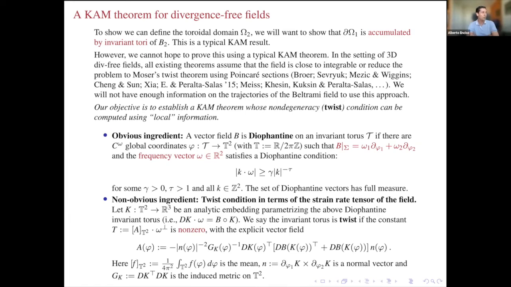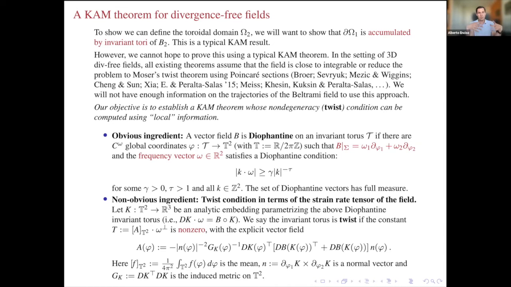The problem here is that this is a typical KAM result, but we can't prove it with a typical KAM theorem. The reason is that if you go to the KAM theorems that we have for 3-dimensional divergence-free fields, all those theorems assume that either the field is close to being integrable, or they use the trajectories of the vector field to reduce the analysis to that of its Poincaré sections, which is a two-dimensional area-preserving map. There you can use the twist theorem of Moser. But this is not going to work here.